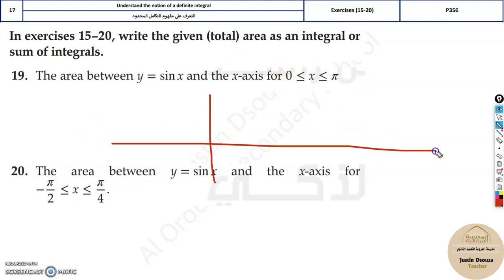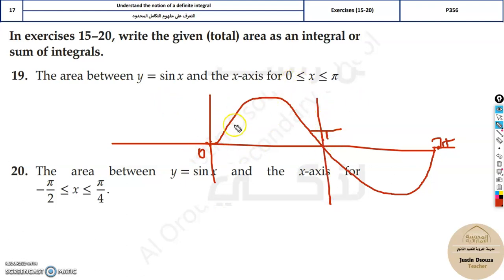You need to know the basic understanding of sine. Sine starts at 0 like this, and it goes up. This will be pi, this will be 2 pi, where it changes. Now from 0 to pi means this much. It's all above the axis, isn't it? So all you need to do is directly write the integral from 0 to pi of sine x. That's it. They have mentioned the area between sine x and the x-axis.